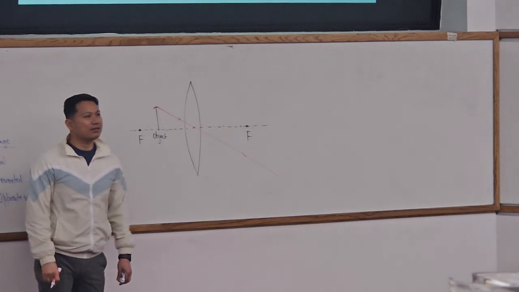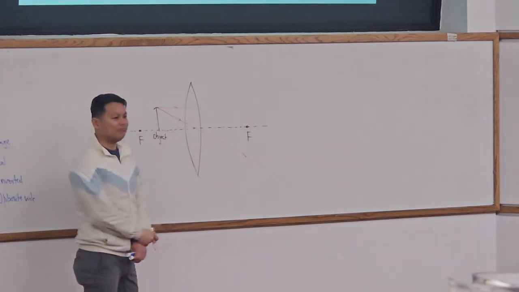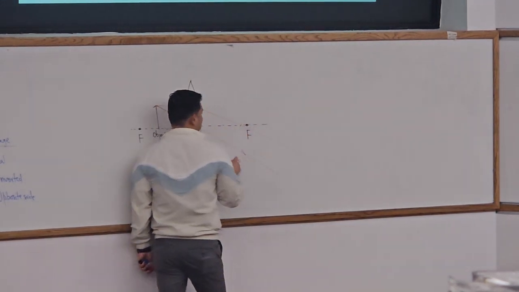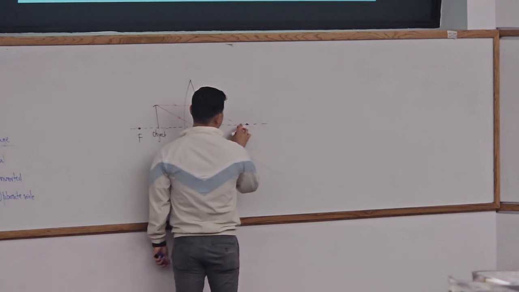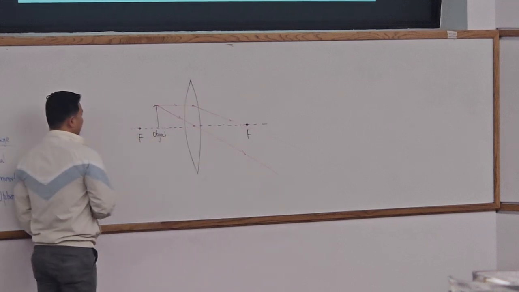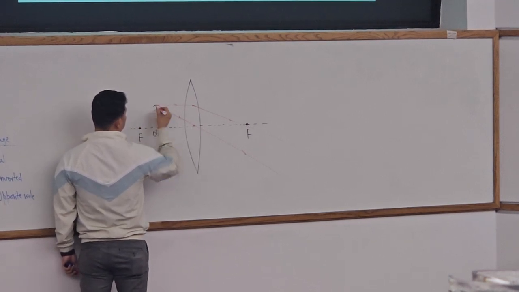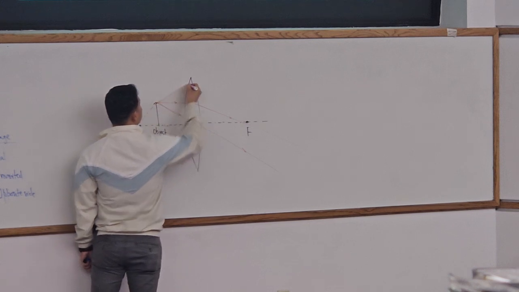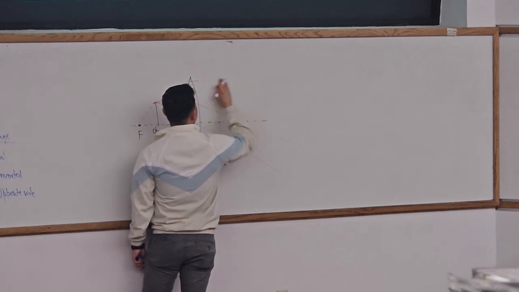The second one is parallel to the principal axis, like that. It will pass through the focus, focus over here, basically. I couldn't make it better, but it is hitting over here. The third one you don't even need. If you want to draw it, that is fine.